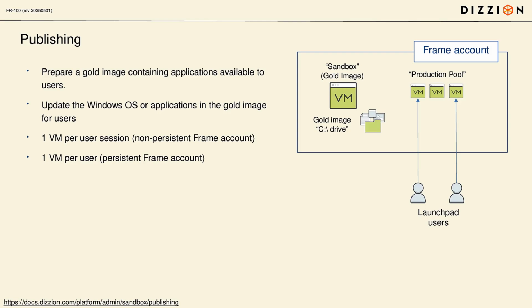So what exactly is publishing? Publishing is the process that prepares and promotes your sandbox or golden image from a readied state and makes the virtual machines and applications available to your end users. You typically will perform a publish operation after updating the operating system, installing new or updated applications, or when you make configuration or policy changes that must be rolled out to a production pool.